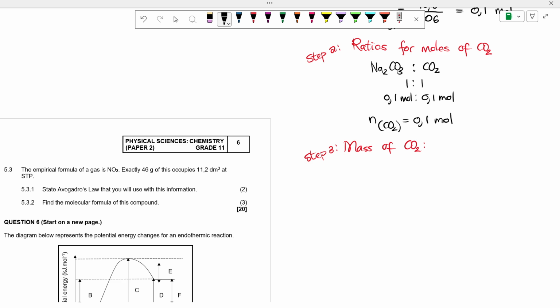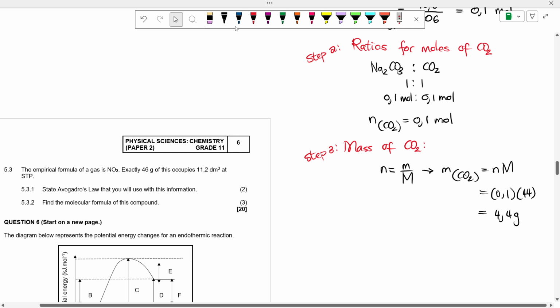Then it's the same equation we started with, n is equal to small m for mass over big M for molar mass. Then I can rewrite the equation this way to just find the mass of CO2. Number of moles times molar mass, I can substitute. Then what is the molar mass of CO2? 44 grams per mole. 44 grams per mole, good. So this will give me 4,4 grams. Alright, very nice.